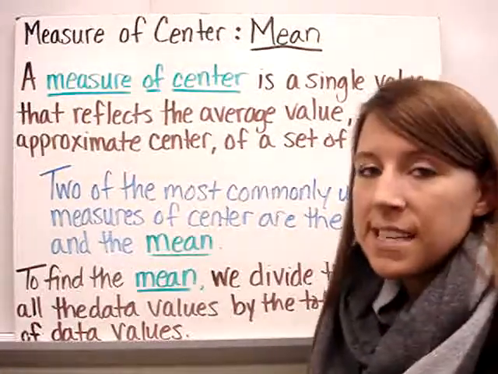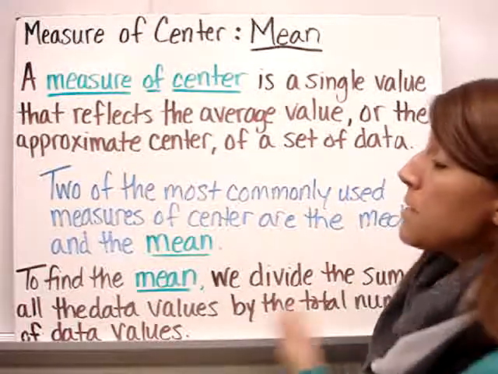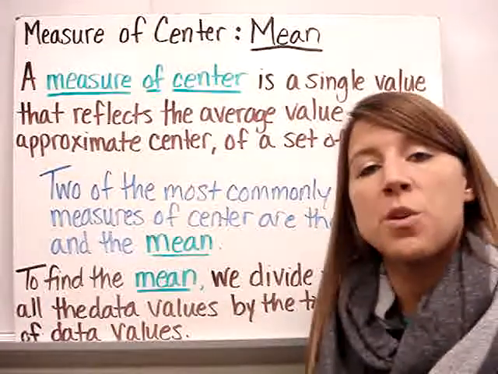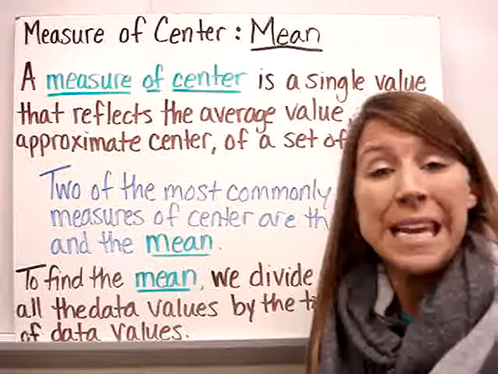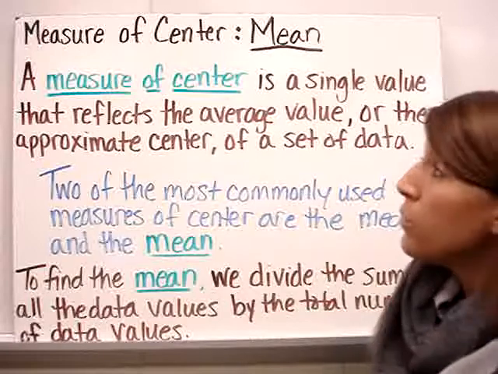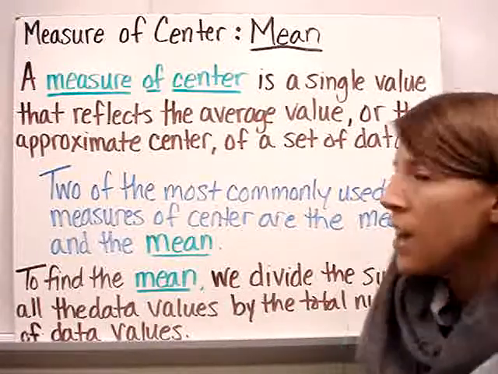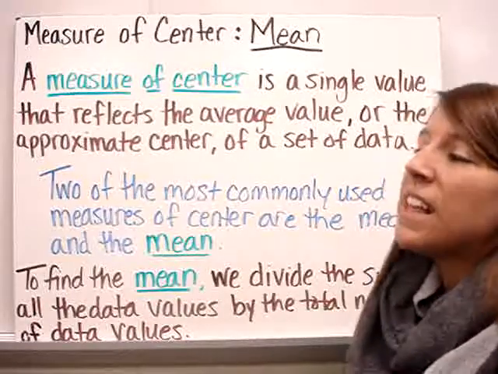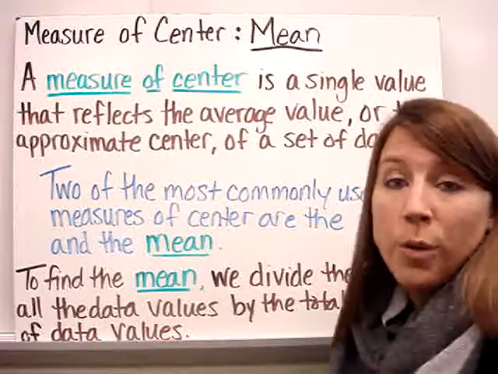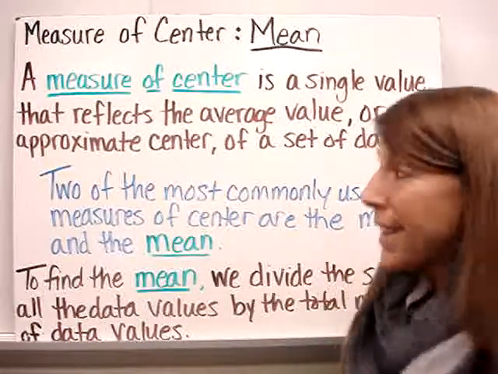Going to begin this lesson by talking about measures of center. Now, for this particular lesson, the measure of center that we're going to be focusing on is the mean. A measure of center is a single value that reflects the average value or the approximate center of a set of data. You can collect data from just about anywhere, and the middle of that data is often used to describe the set of data.